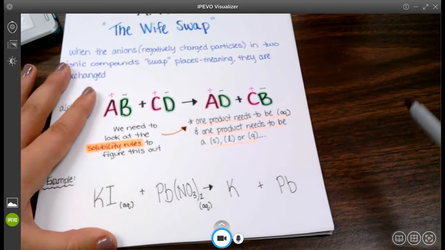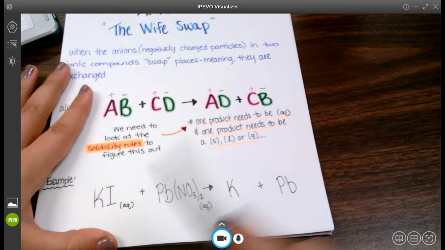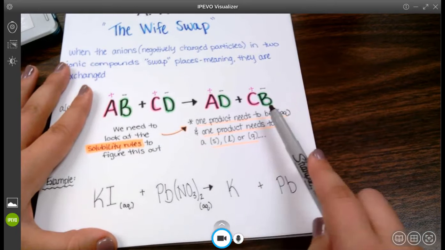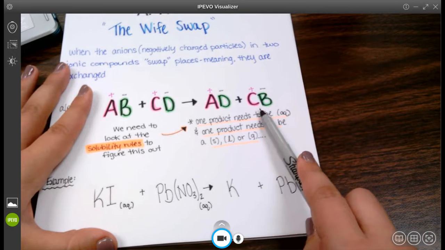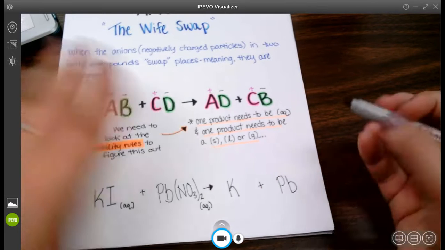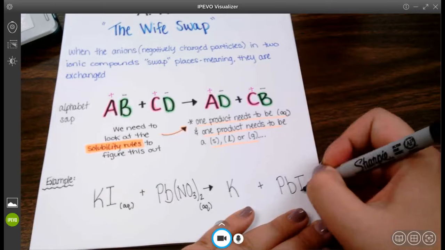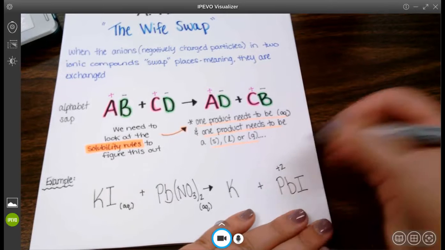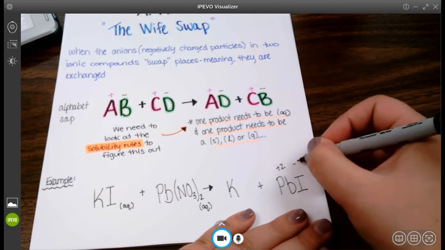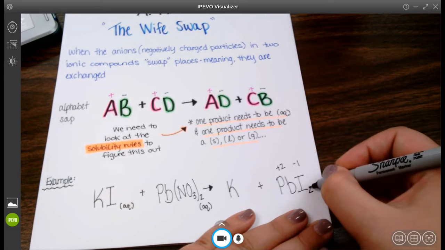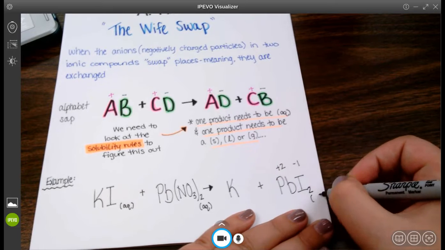Now I need to switch their partners, right? So if this is B, B is going to end up with C. So in this case, Pb is our C. So it's going to be PbI. This lead has a +2 charge, and iodine always has a -1 charge. So I will have a final formula of PbI2.